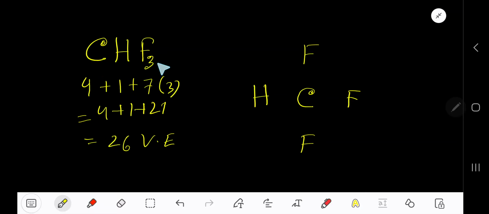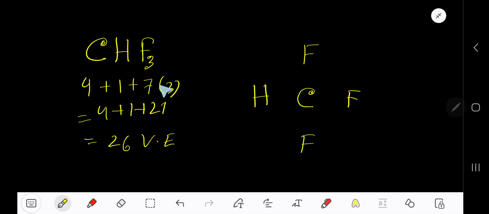CHF₃ Lewis structure, trifluoromethane Lewis dot structure. Carbon has 4 valence electrons, hydrogen has 1 valence electron, fluorine has 7 valence electrons, multiply by 3. So 4 plus 1 plus 7 times 3.